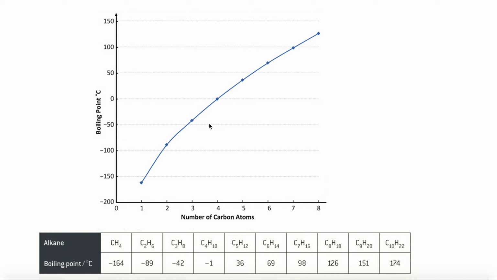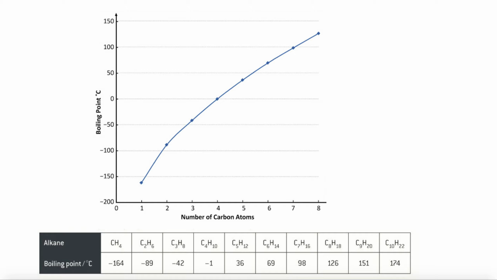And anything that has a boiling point below room temperature, so room temperature is around about here, anything that has a boiling point below that is found as a gas. So that tells us that methane, ethane, propane, and butane are found as gases at room temperature, and going above that, so pentane onwards, is found as a liquid at room temperature.